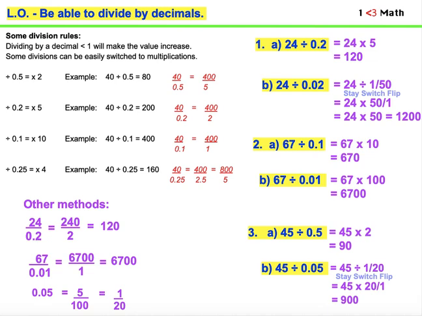If you know the rules, that's great. If you want to use fraction lines and equivalence, that's great too. Or if you want to change them to fractions and stay switch flip, that's excellent too. So there's many different methods there. That's picnic maths. As I sometimes say, the analogy of going for a picnic in the park. As long as we arrive at the same place, it doesn't matter which method you use, as long as you show your method clearly. So I hope that's been a useful tutorial on dividing by decimals.